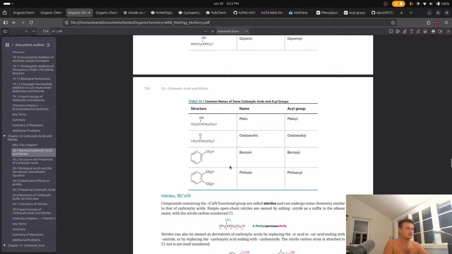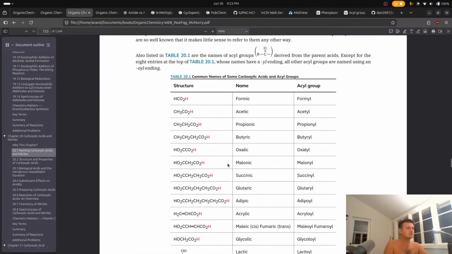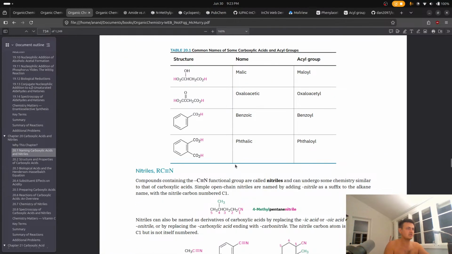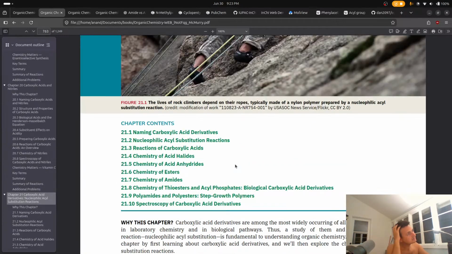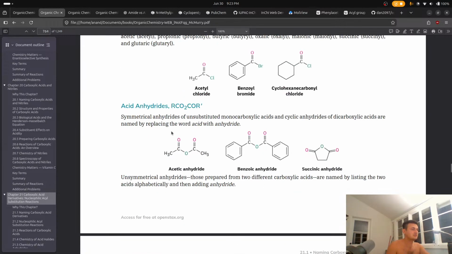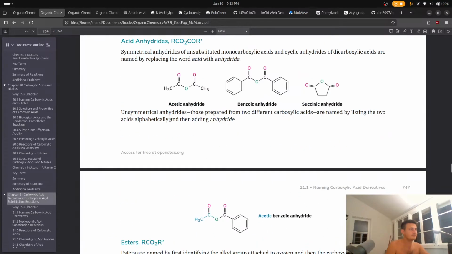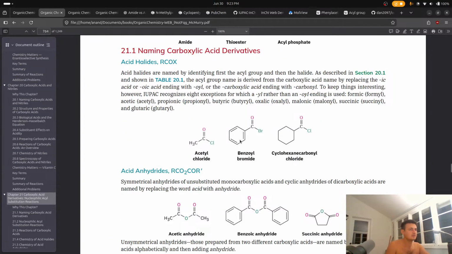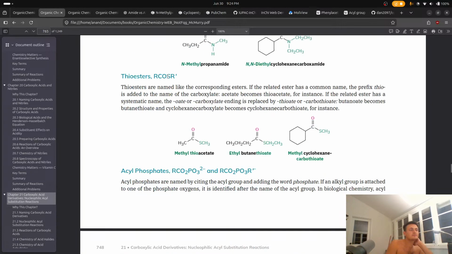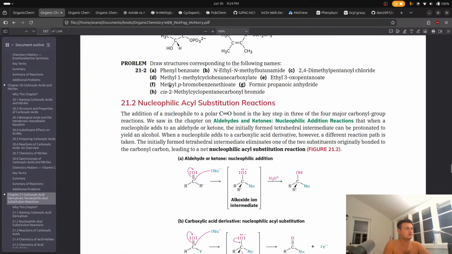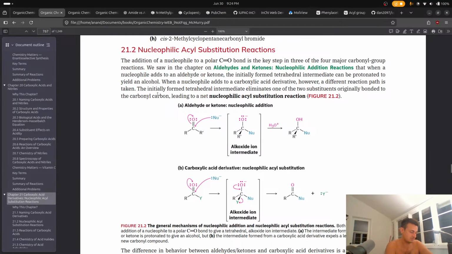So wait, where's a ring? But these are conjugated aromatic rings. These are not cyclohexane. Anyways, it's not the most important. But yeah, if you want to name, well, here it is. Carbonyl chloride. Okay. Wow, that took a long time.